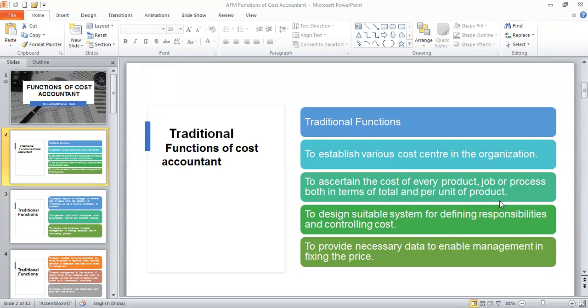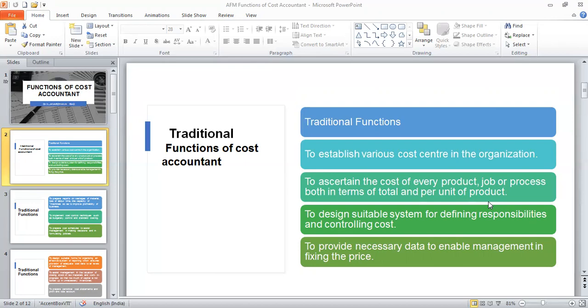In addition to this, design of a suitable system for defining the responsibilities and controlling of cost. Defining the responsibilities here represents, at each cost center, who is the responsible person, appointment of concerned workers, and what are the ways and means available for controlling the material cost, the labor cost, and other overheads, right? It is also a responsibility of the cost accountant.